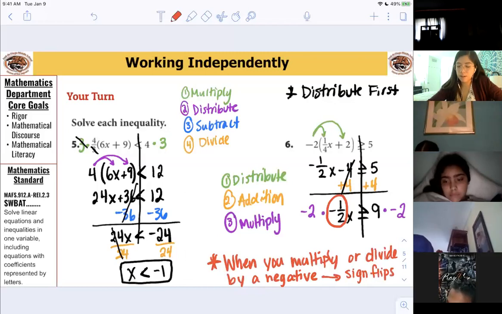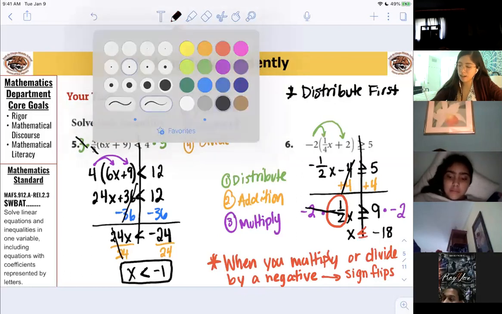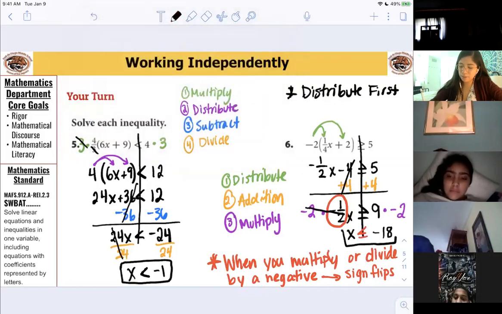So I started with a greater than or equal to sign. And when I do this math, my fraction cancels out, my negative cancels out. I have x, and on the right side, I have negative 18. But my sign goes from being a greater than or equal to sign to a less than or equal to sign. And that happens anytime that you multiply or divide by a negative number. Very, very, very important to remember this.